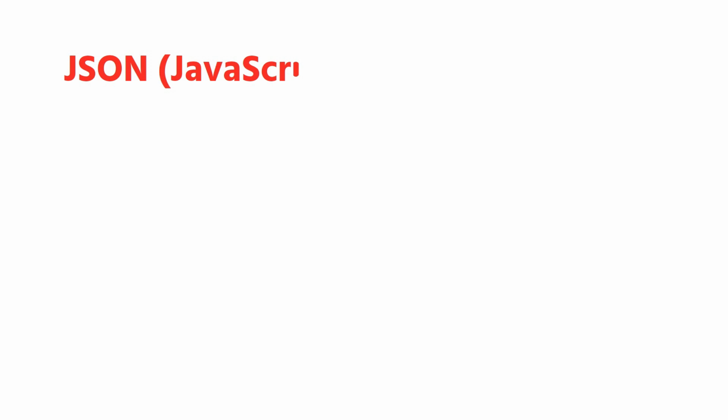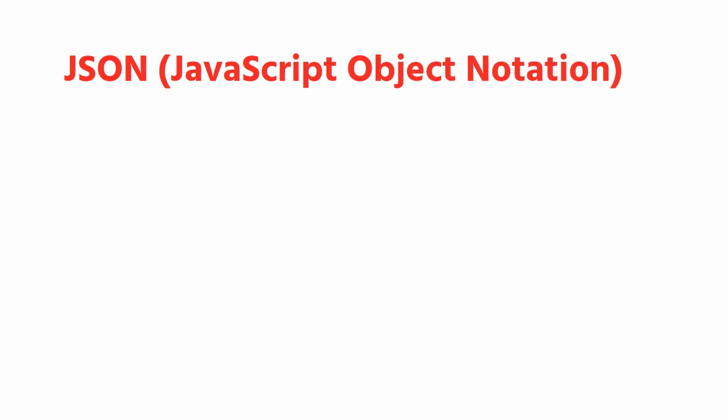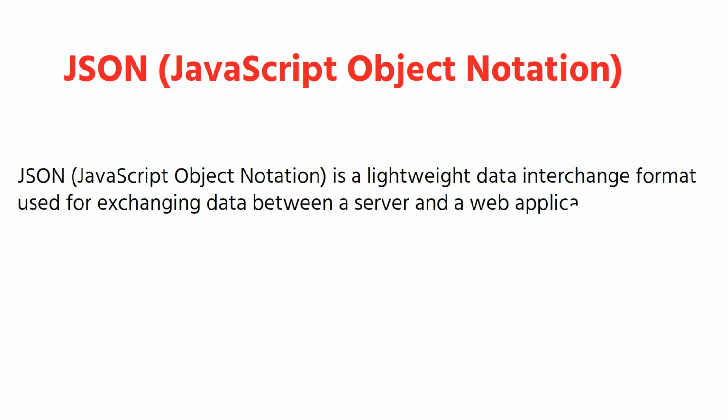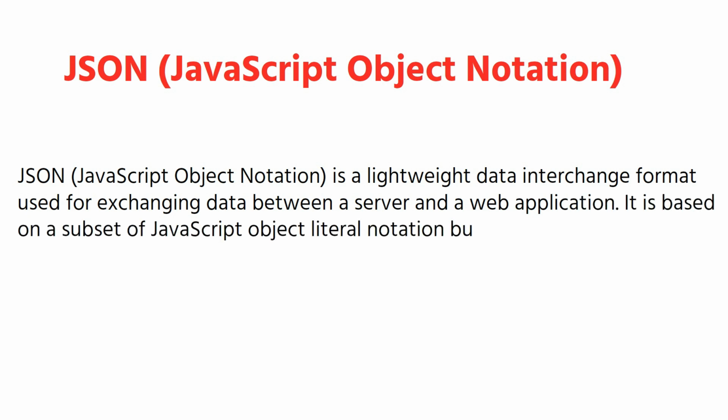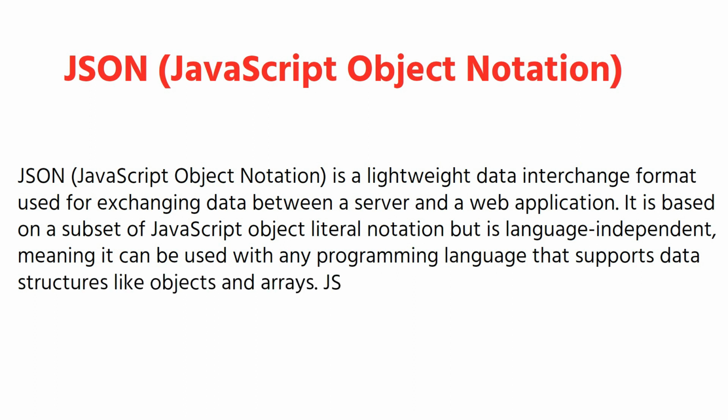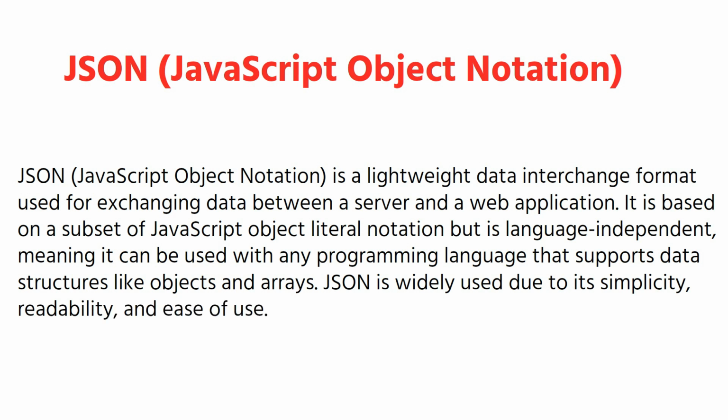JSON, JavaScript Object Notation. JSON, JavaScript Object Notation, is a lightweight data interchange format used for exchanging data between a server and a web application. It is based on a subset of JavaScript object literal notation but is language independent, meaning it can be used with any programming language that supports data structures like objects and arrays. JSON is widely used due to its simplicity, readability, and ease of use.